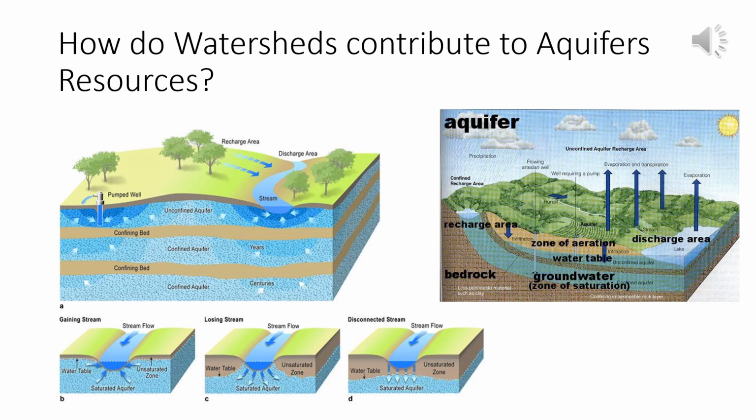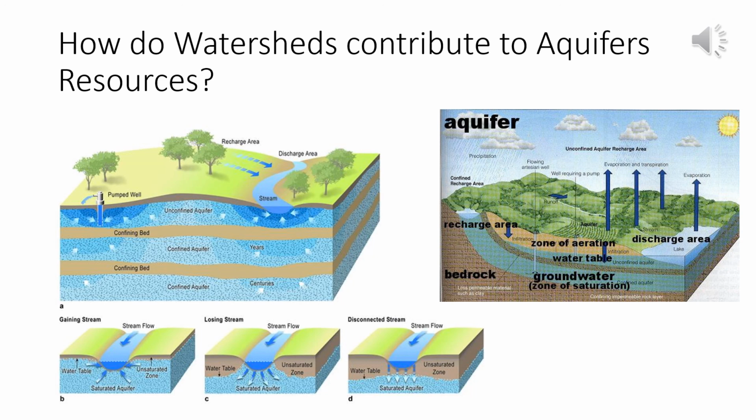Unconfined aquifers are made up of what's called the zone of aeration, the zone of saturation, and the water table. The areas where the space in between soil particles is filled with water is called the zone of saturation. This is our groundwater. The area above that, where the soil is filled with air in the open spaces, is called the zone of aeration. The very top of the layer of zone of saturation is what we call the water table.